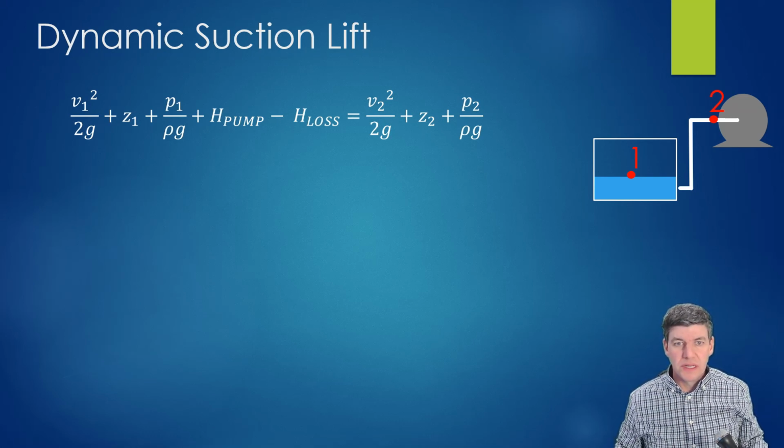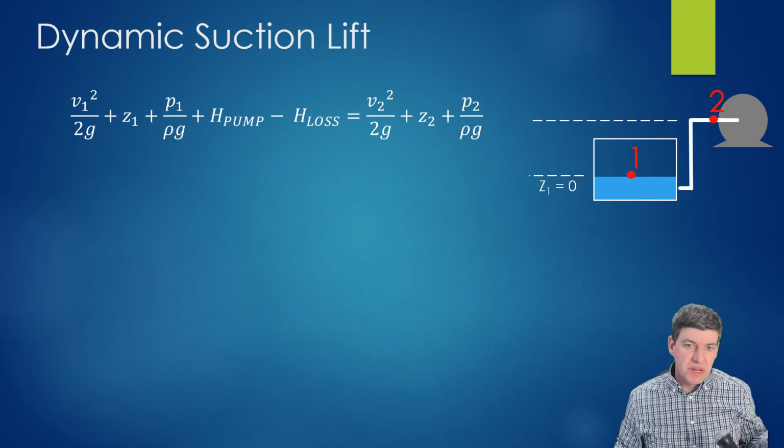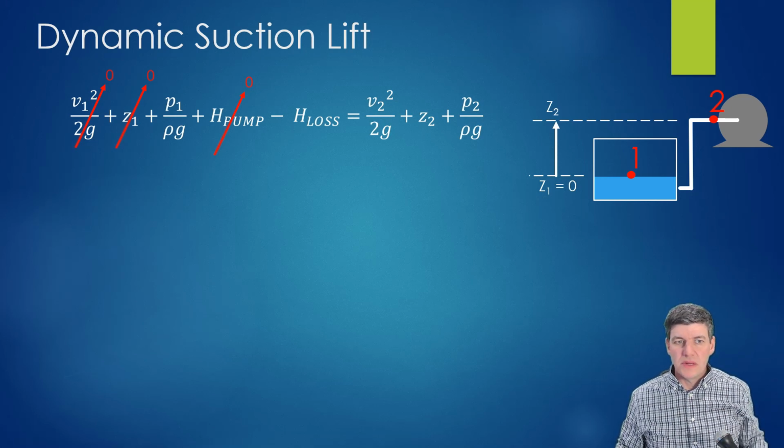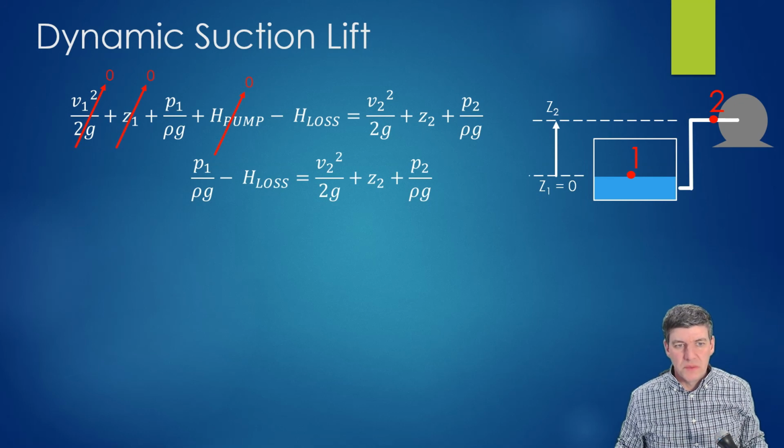So we're going to start out the same place. We have 2 points, 1 and 2, and we set Z1 as our lowest point, and that moves up to our Z2 value. Based on that, we can start eliminating some terms out of Bernoulli's. No velocity at the tank at 1, no height at 1, and we don't have a pump in between 1 and 2. So we can eliminate those terms, and that leaves us with 5 terms.